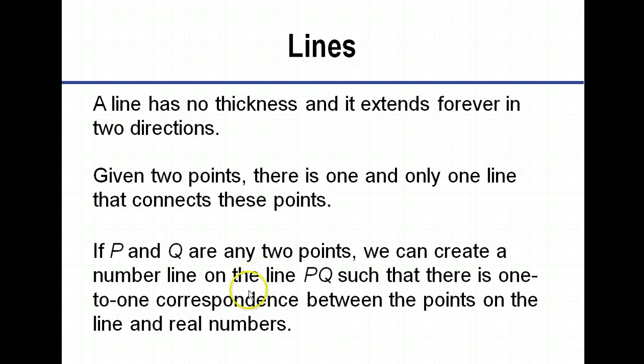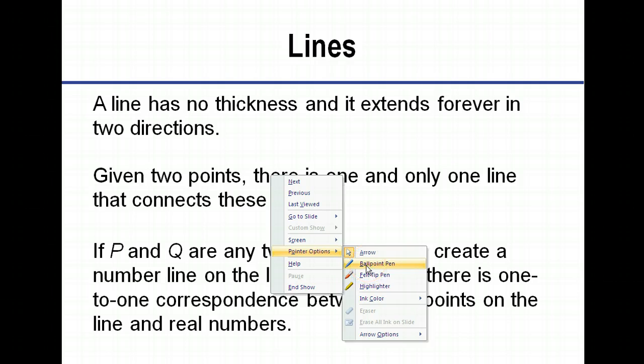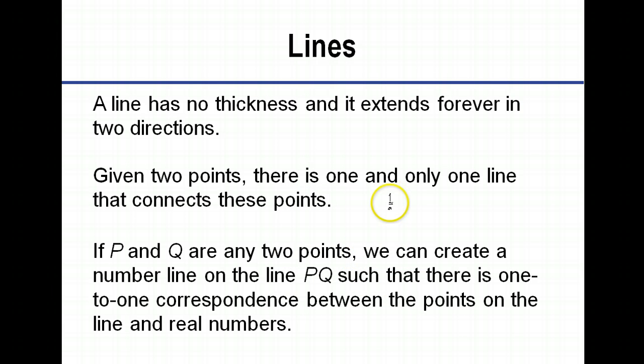Okay. So an official idea here is that if we have 2 points P and Q, we can create a number line on the line PQ, so that there's a one-to-one correspondence between the points on the line and the real numbers. And so what this really means is that if we had 2 points, let's say P is right here, and let's say Q is right here, I can create this number line if I use the line PQ. This is the line PQ. It's the line passing through the points P and Q.